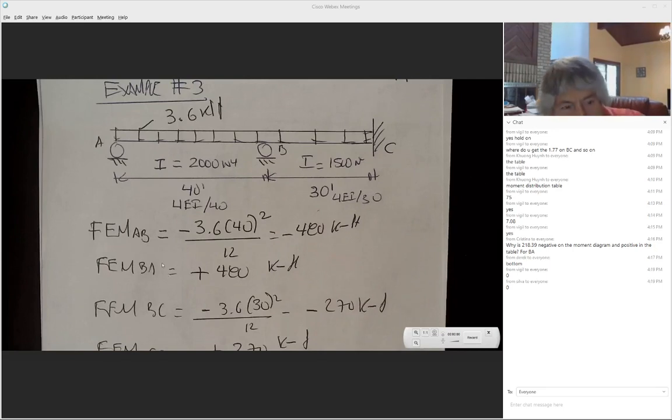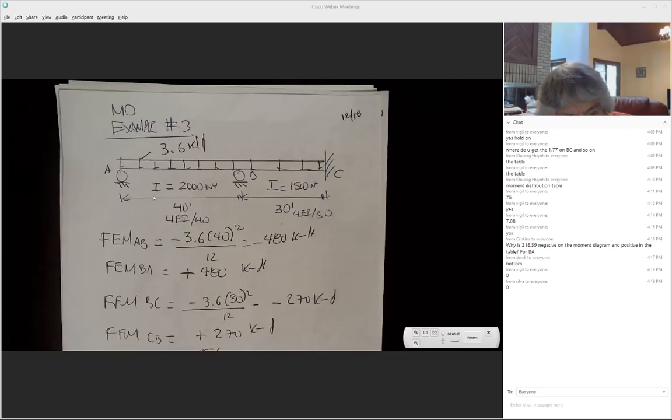I'm doing the same that I did from the previous problem. Later, I will. So the fixed end moments AB and BA in the table, wL squared over 12. This one also wL squared over 12. This one is negative. On the left-hand side, this is positive. This comes from this table.